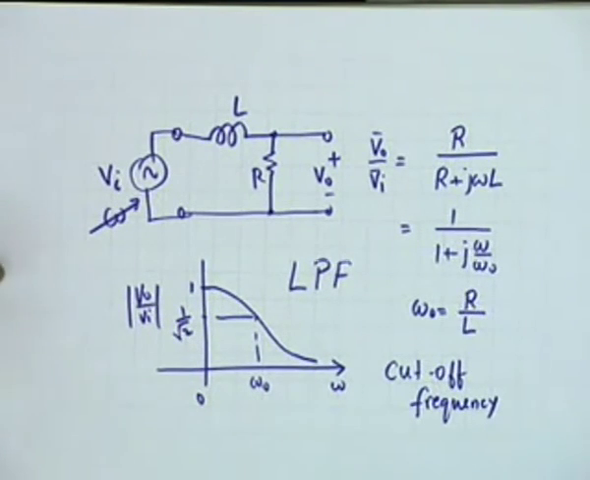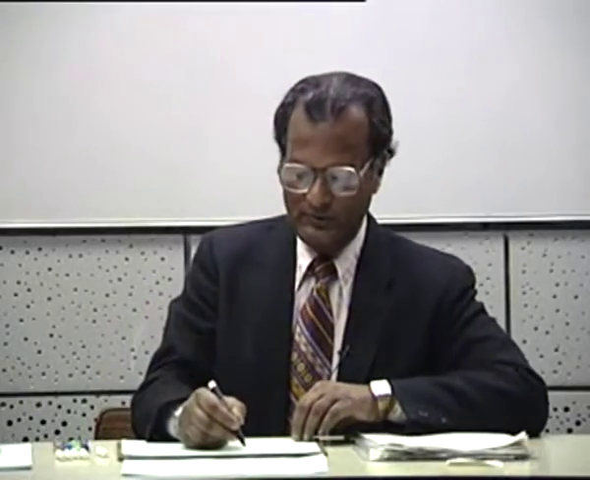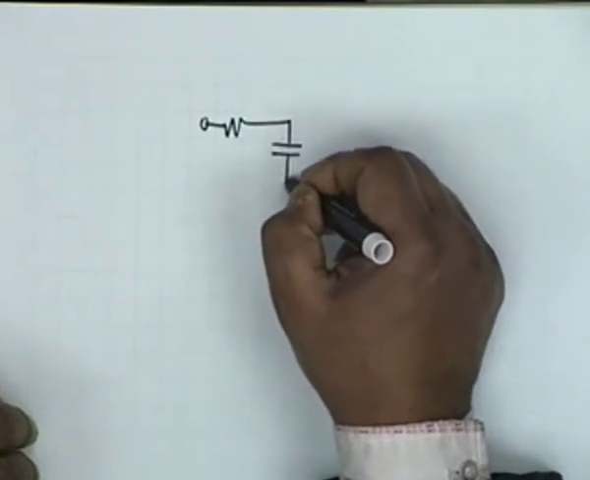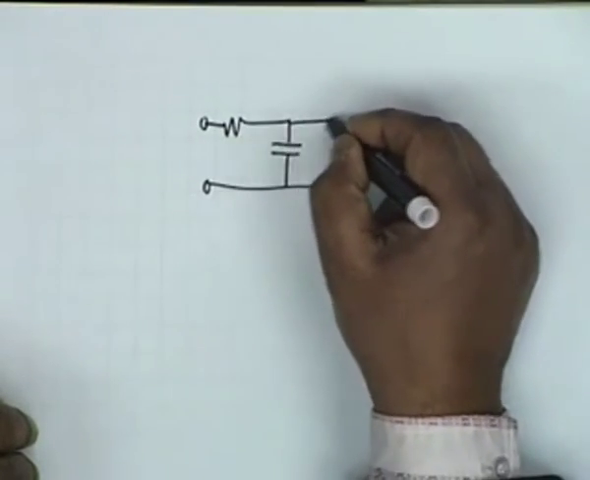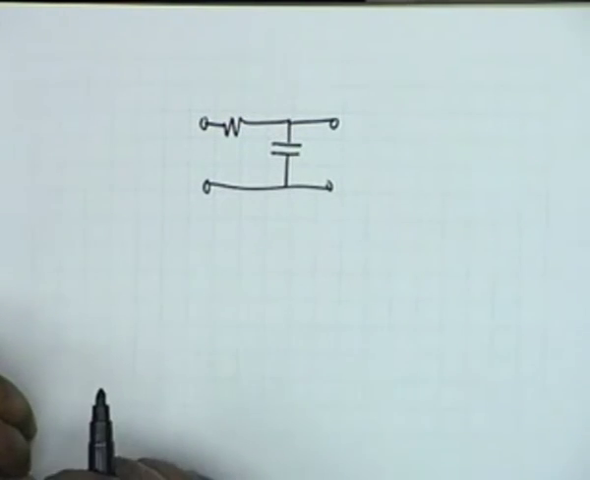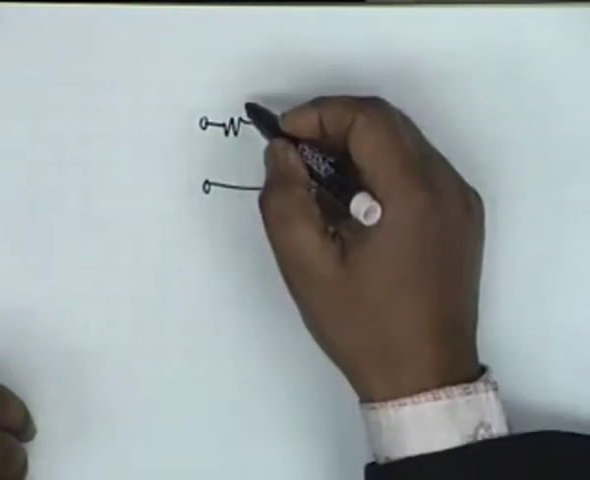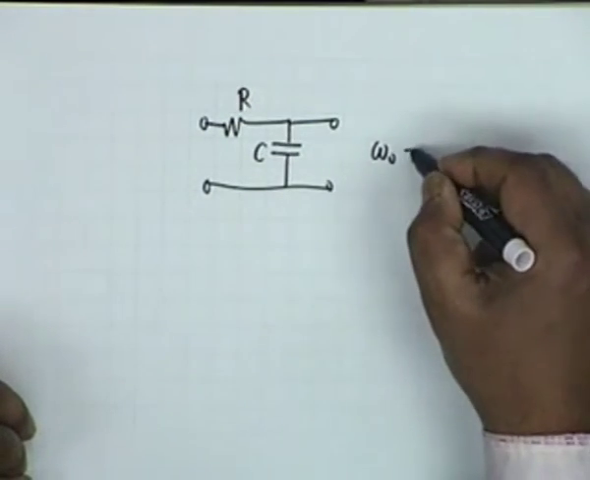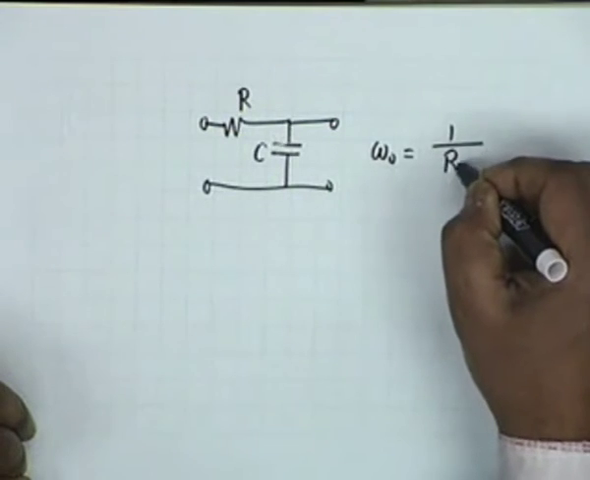Another possible candidate for low pass filtering is one in which there is a resistance in series and a capacitance in shunt. This is also a low pass filter of the same type of frequency response, except that omega 0 in this case is given by 1 over RC.